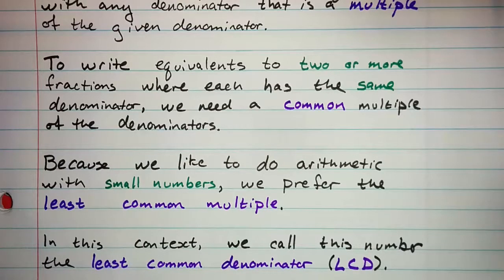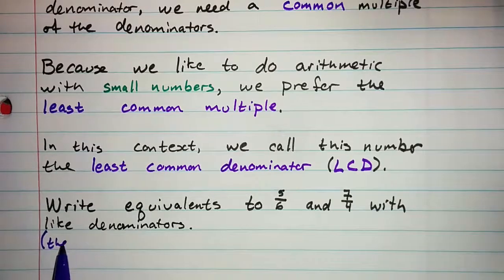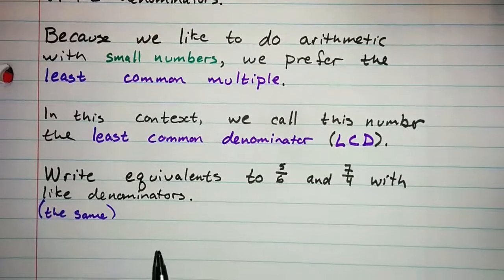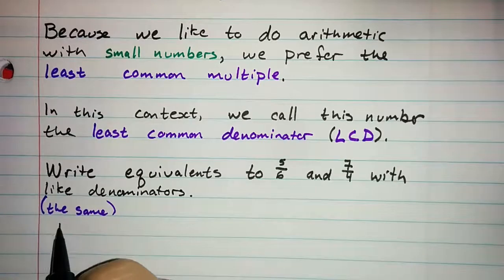Alright, so that's a lot of terminology, a lot of theory to throw at you. Let's see what we actually do. Let's suppose we want to write equivalents to the fractions 5/6 and 7/4 that have like denominators. Right, so like here just means the same. First, we need to figure out what denominator we're going to use. So first we need to find the least common multiple of 4 and 6.